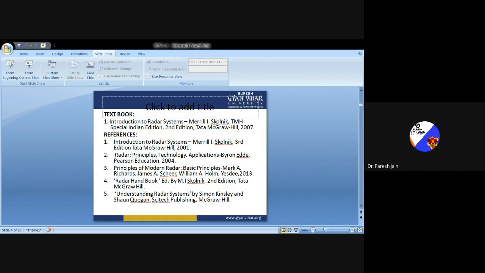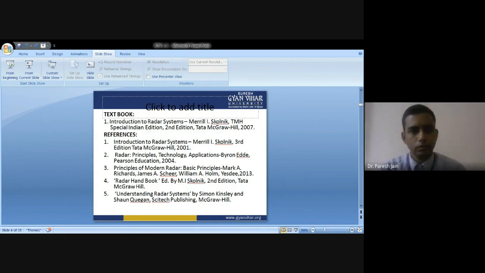And the fifth reference book is Understanding Radar Systems by Simon Kingsley and Shaun Quegan, McGraw-Hill. These reference books are all different, and they present different concepts of radar, from basic radar to modern types of radars. So you are advised to buy Introduction to Radar Systems by Skolnik, the best book to understand radar systems.